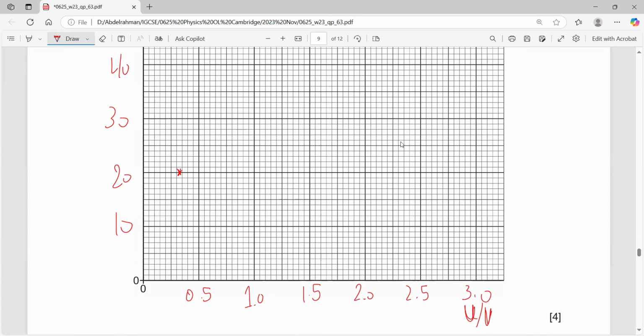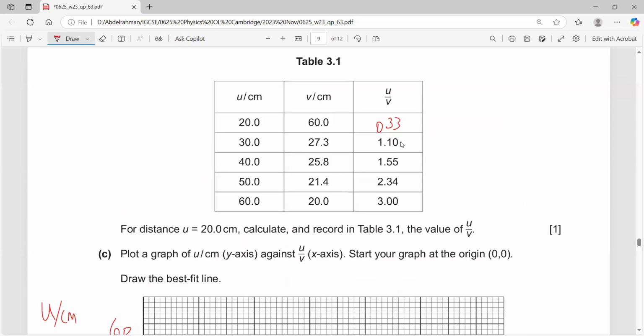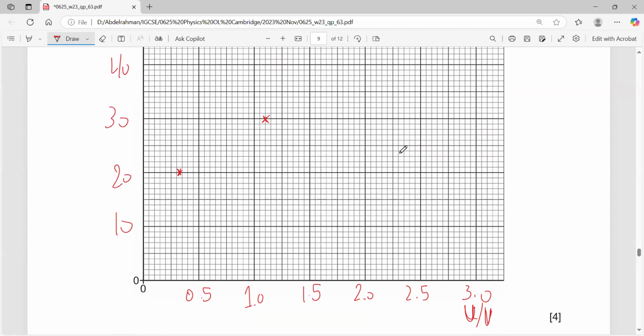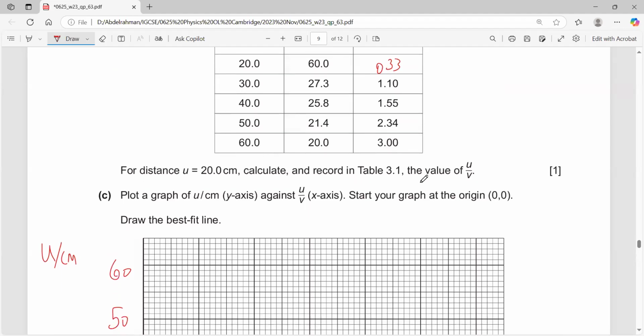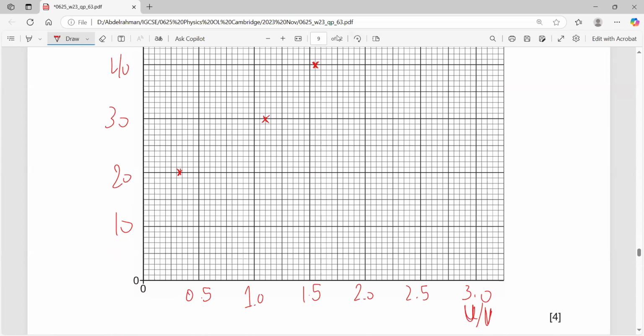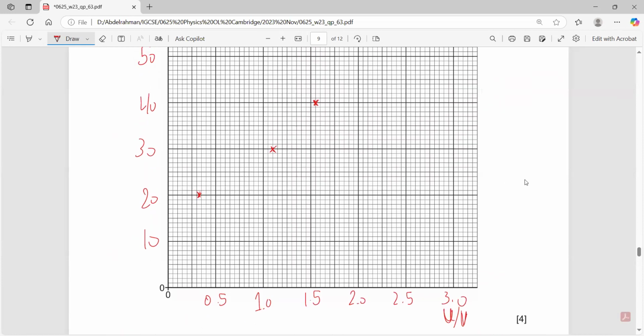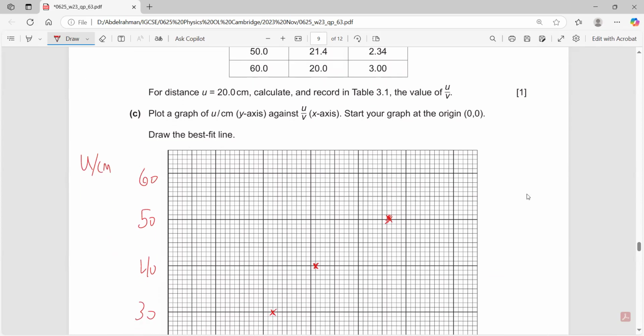30 and 1.1. 40 and 1.55, so it's over here. 50 and 2.34, which is over here. And last but not least, 60 and 3.